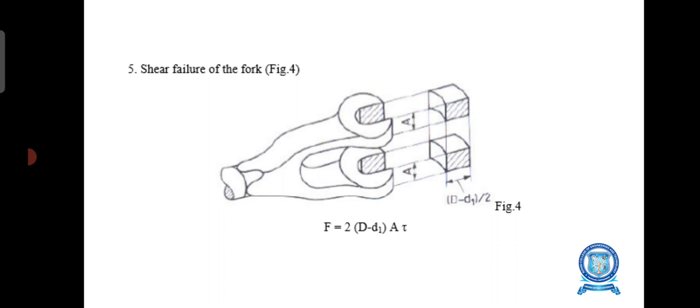Shear failure of the fork. The formula is F equals 2 into (D minus d1) into A into tau. The area is also shown in this figure, the fork area, and the cross section is also shown here.